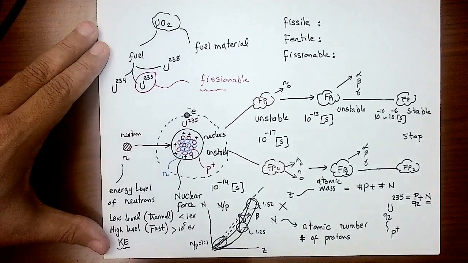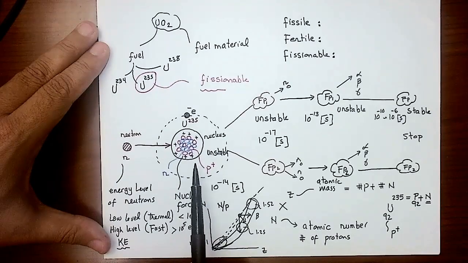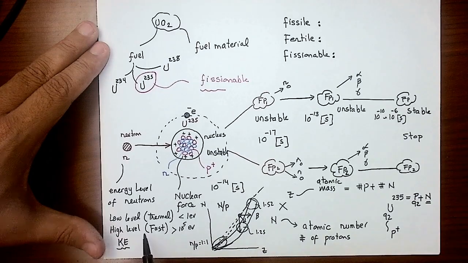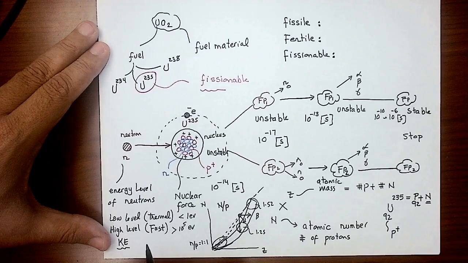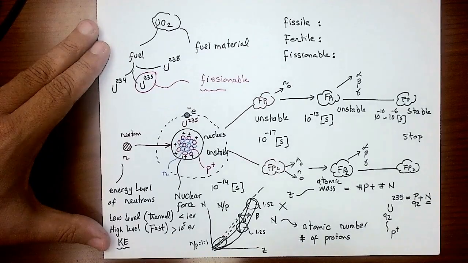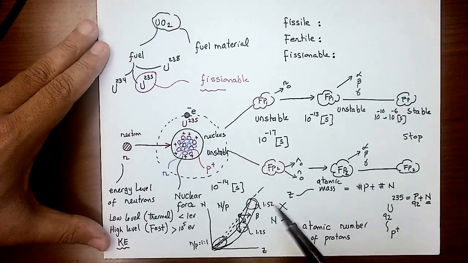So if you have a low level of energy neutron hitting your nucleus, that's a thermal spectrum fission reaction, and that's very common for the light water reactors. If you have a fast level of energy for the neutrons, greater than 10 to the fifth electron volt, this is what we call the fast spectrum neutrons, and that's applied for the fast reactors like sodium or lead or things like that.